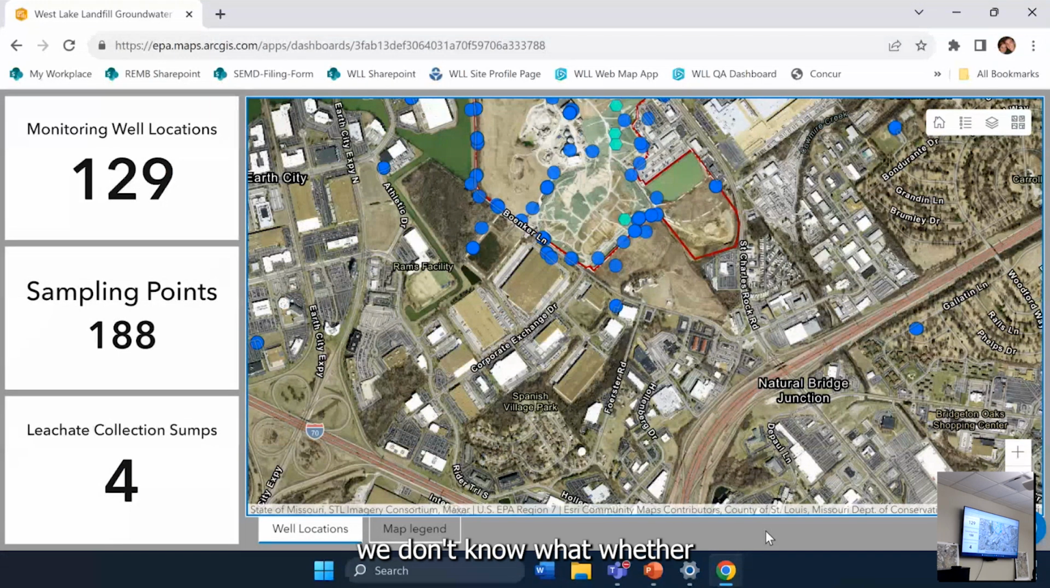We don't know what Chris was saying, but we don't know that. But I understand Chris when she says that a landfill of this age doesn't have any sort of liner.